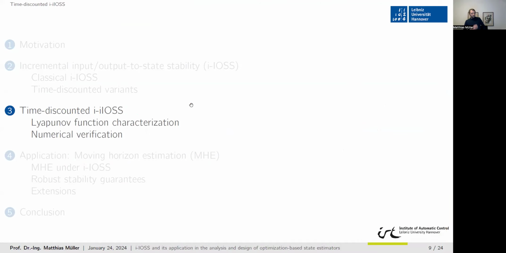So this was the first part of my talk. Right now, I want to go a little bit in more detail into this time-discounted integral version of IOSS and show you an equivalent Lyapunov characterization, and then in particular the numerical verification using LMIs, and then move on to really discussing optimization-based state estimators, in particular moving horizon estimators.